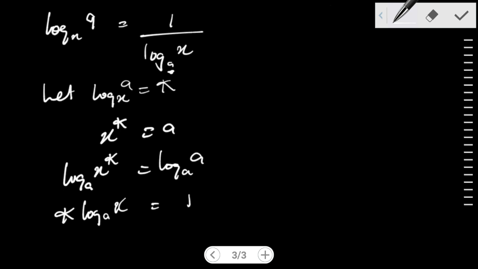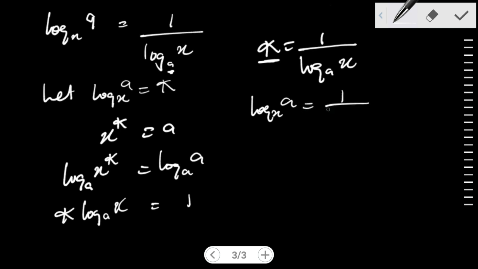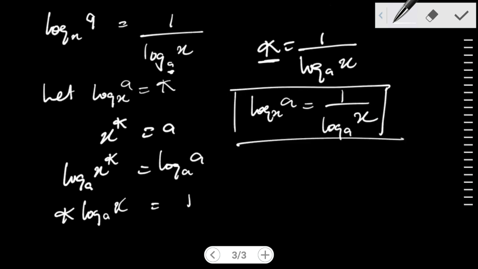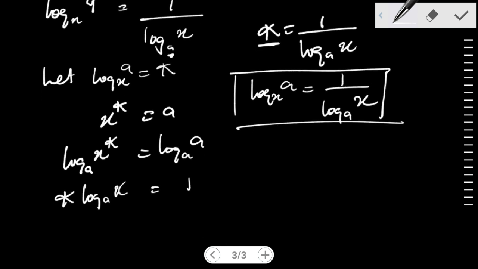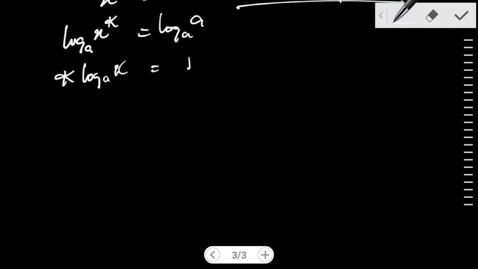And so when we proceed with this, we have k equal to 1 over log_a x. But we know what k is, so log_x a equals 1 over log_a x. Therefore this is the proof for the above elementary rule. Let's try another one.